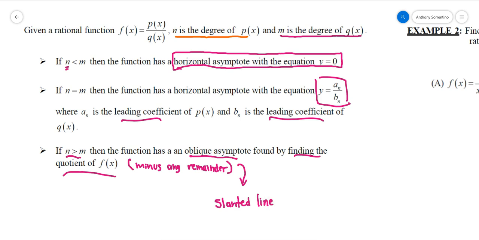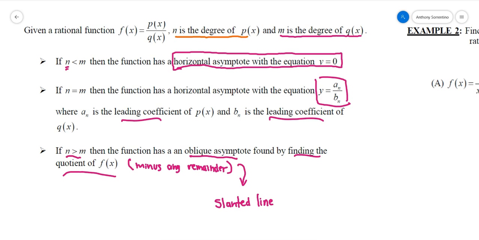Oblique asymptotes can have many different shapes. They don't have to be linear. They could be other shapes. They could be parabolic. I mean, there's a whole bunch of different shapes they could possibly have. For our purposes, they're only going to be slanted lines.